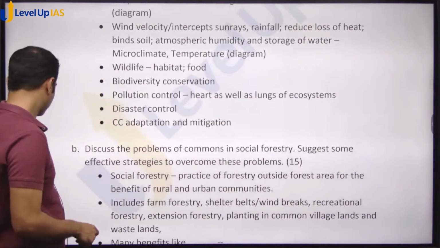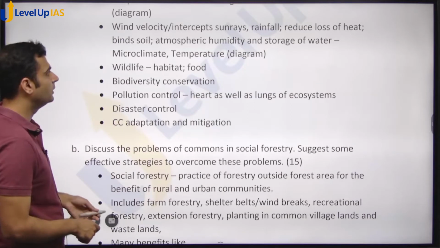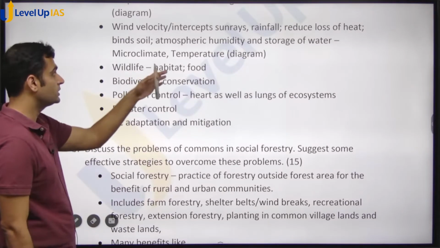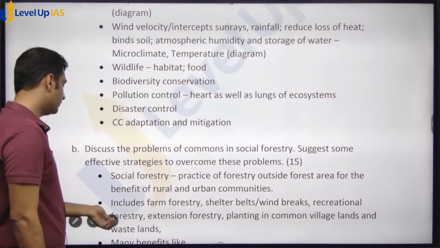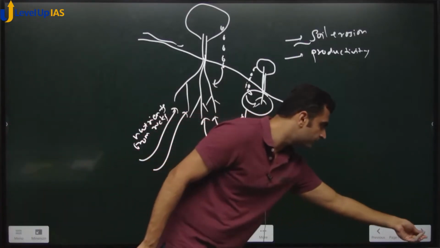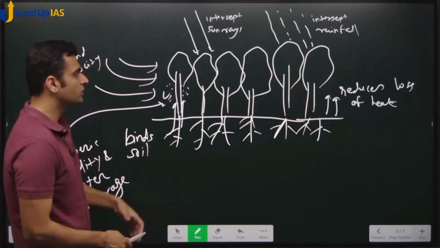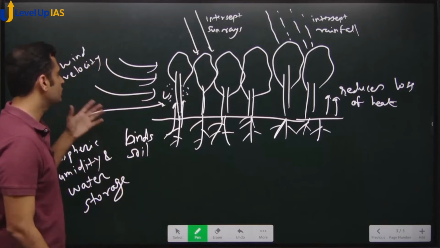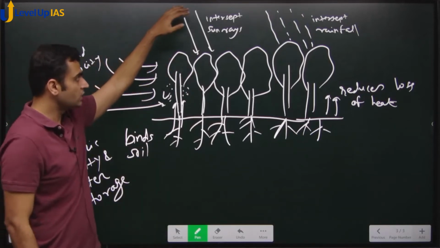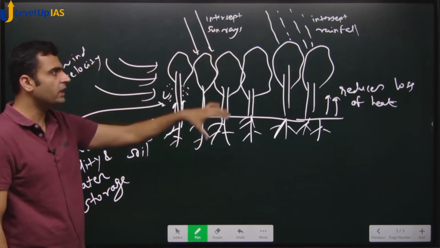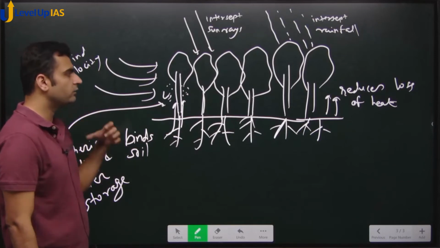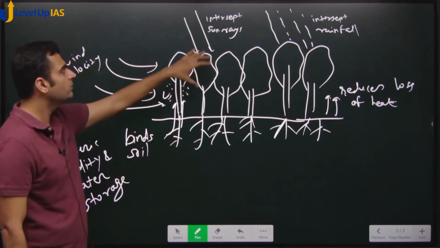Finally, forest control temperature and form favorable microclimate as well. How that happens? So this is, let's say, forest. So forest will reduce wind velocity, forest will intercept sunrays. This is an exhaustive diagram. So all things that forests do can be captured in one diagram.